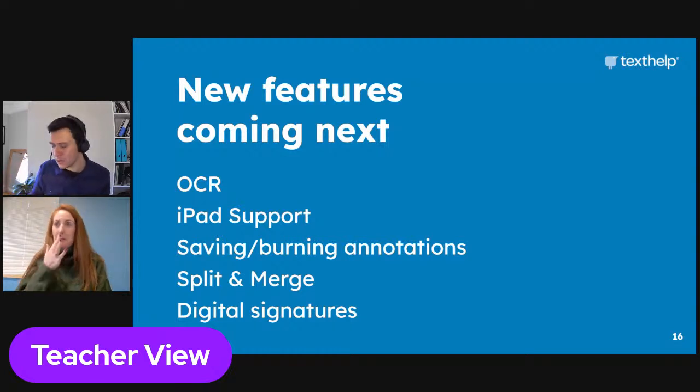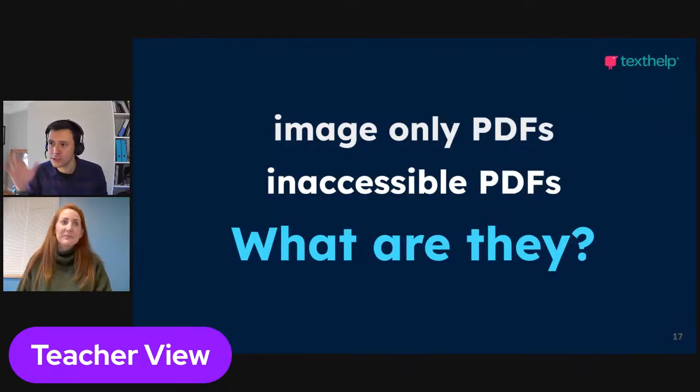So let's talk quickly about OCR. It's not an acronym that is famously known. Optical character recognition doesn't ring a bell probably either, but basically what it does is it helps us make image-only PDFs and inaccessible PDFs fully accessible. So what does it look like? What are those two things? It's exactly what I showed in the first part of the demo unintentionally.